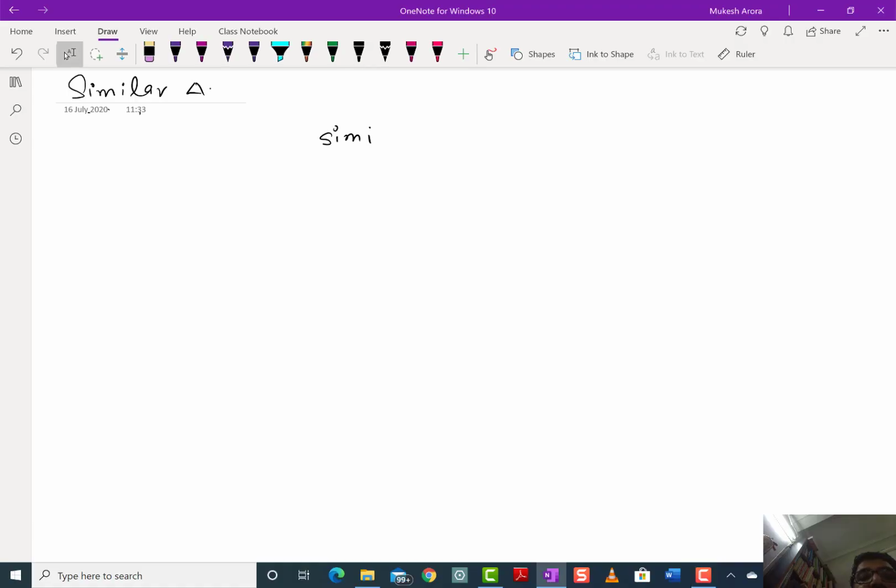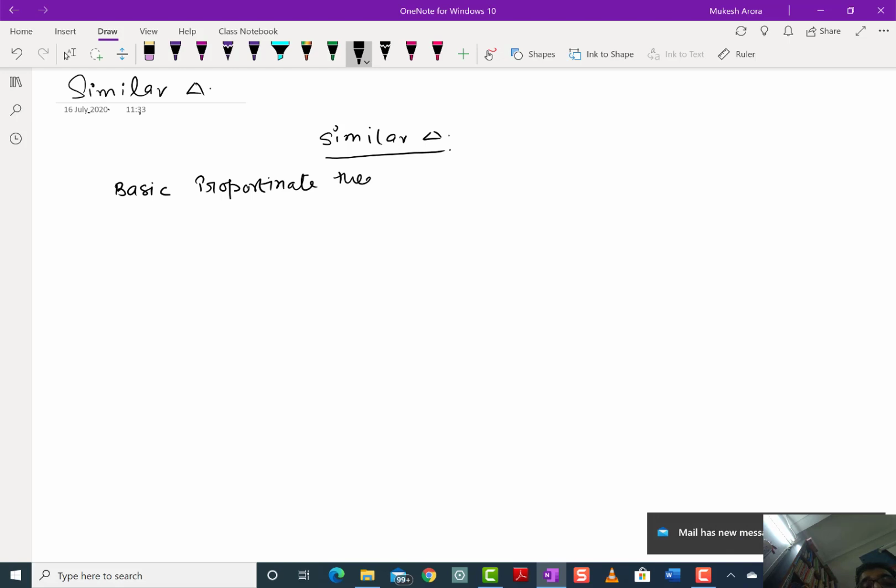Before we start with similar triangles, we have to understand the Basic Proportionality Theorem, or in short BPT, also known as Thales theorem.